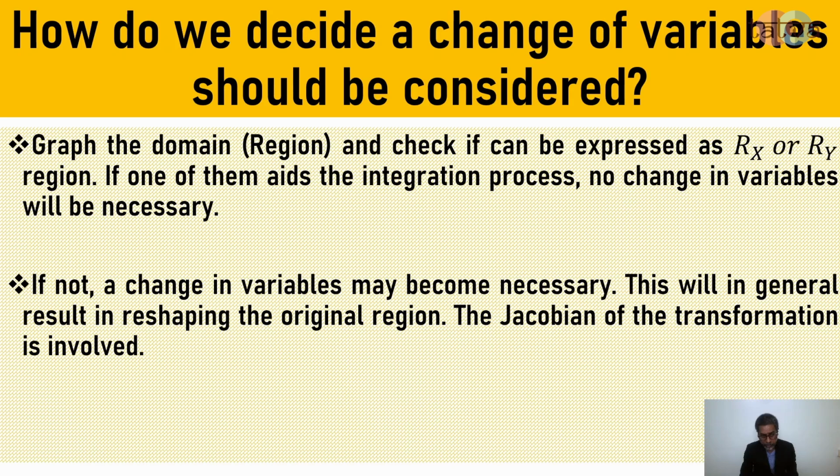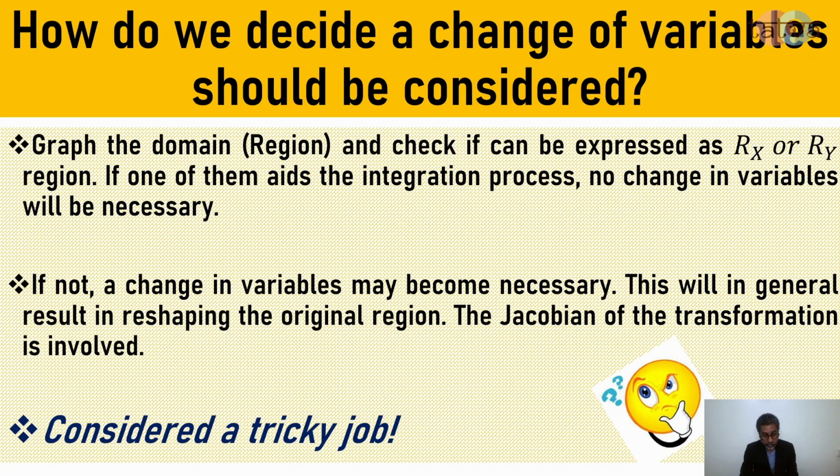Now, usually what happens in the change of variables concept is the original domain will change its shape, very likely. So whenever you bring in a transformation and the shape changes, then the Jacobian gets involved. So you'll understand this, but don't forget, this is a very tricky job. Changing the domain is a tricky job, but don't worry. We are here to overcome all these difficulties and to think scientifically about how to take a proper decision.